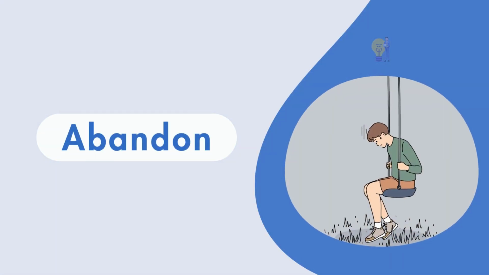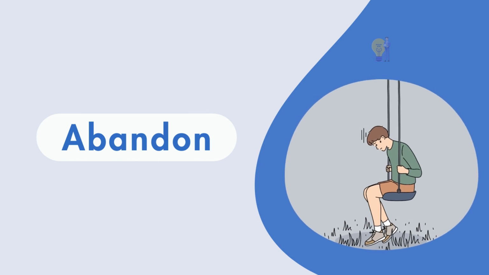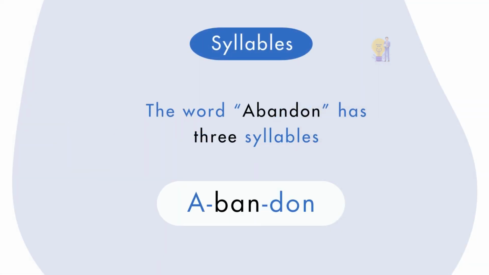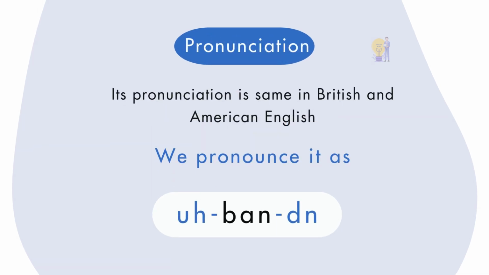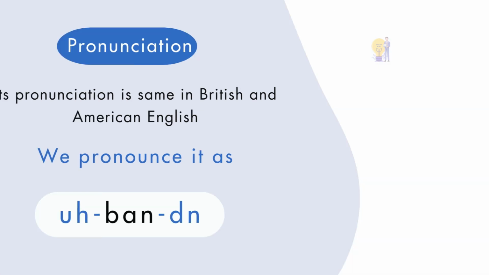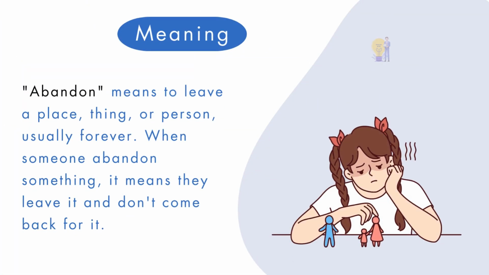In this video, we are discussing the word abandon. Abandon has 3 syllables and we pronounce it as abandon, abandon, abandon. Now, let's understand its meaning. Abandon means to leave a place, thing, or a person, usually forever.